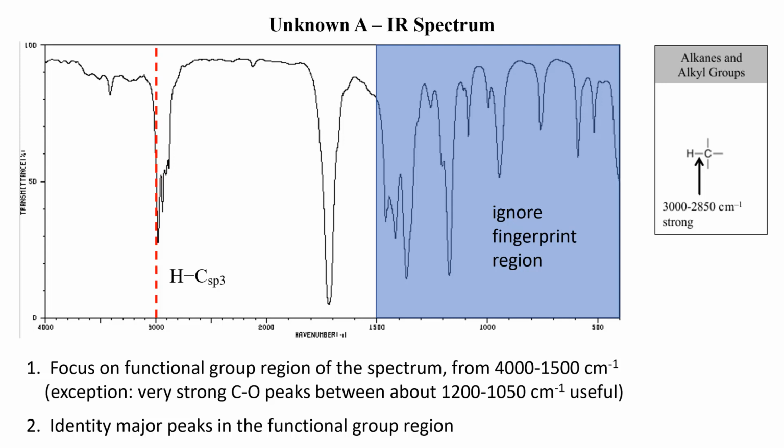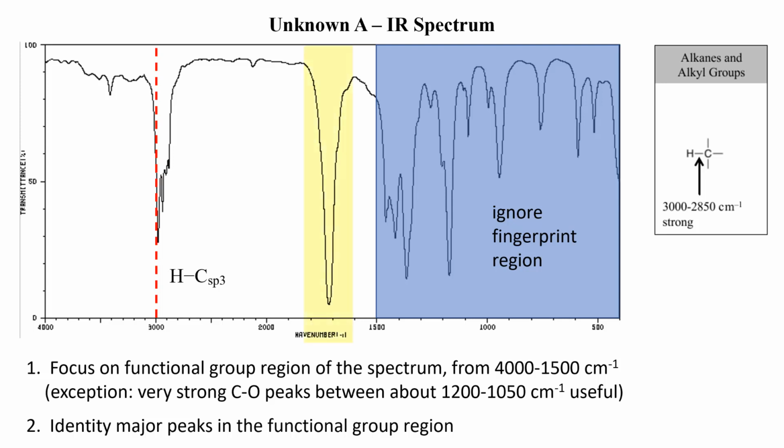sp2 hybridized carbon H bonds show up on the other side of that red line, slightly higher than 3000. You can see here we don't have any of those. That suggests that we might not have a double bond like an alkene or an aromatic ring. However, the absence of a peak doesn't tell you that the functional group isn't there. If a vibration doesn't give a significant dipole change in the molecule, it won't show up as a peak. So it's possible to have a particular functional group in a molecule but not see a peak for it. The bottom line is you have to be a bit careful about interpreting negative evidence in IR.